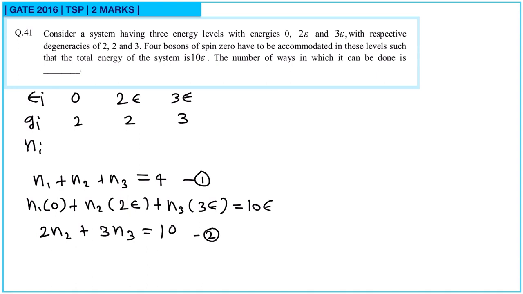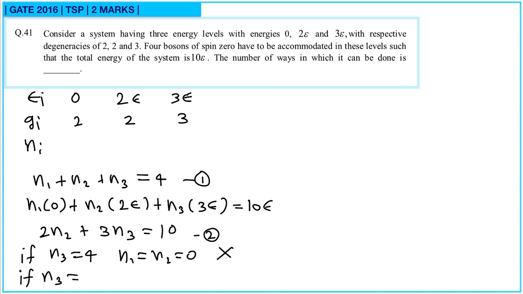Now let us consider some values. All of these numbers cannot be greater than 4. So let us find out the maximum value. If I consider n3 is equal to 4, then that means n1 is equal to n2 is equal to 0. Let us check if it satisfies equation 2 as well. If n3 is 4, 4 times 3 will be 12. So this is not possible.